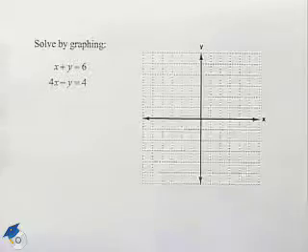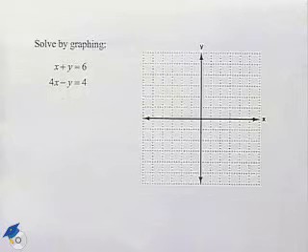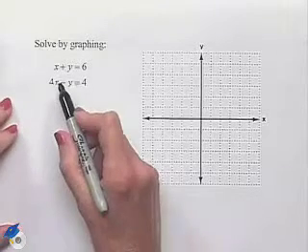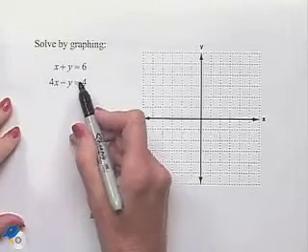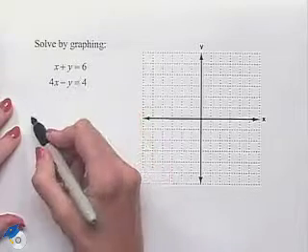Now let's look at graphing a linear system. We want to solve the system x plus y equals 6 and 4x minus y equals 4 by graphing. We're going to take each line individually and graph it, and we can do that by using our intercepts.